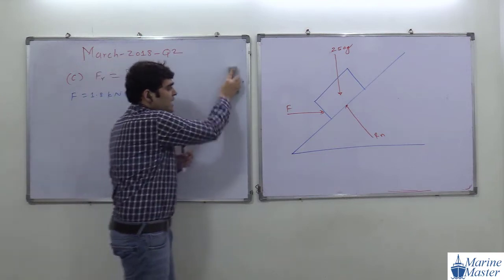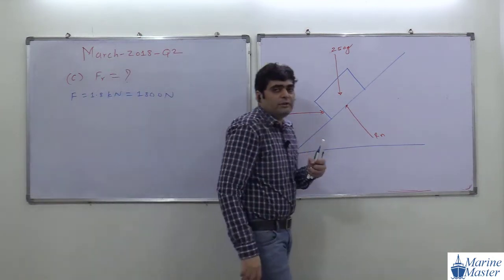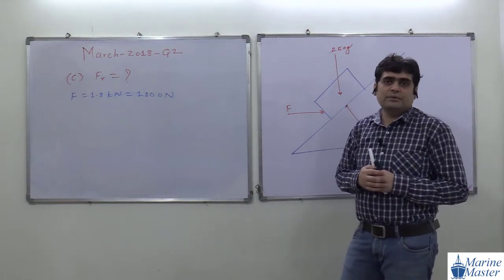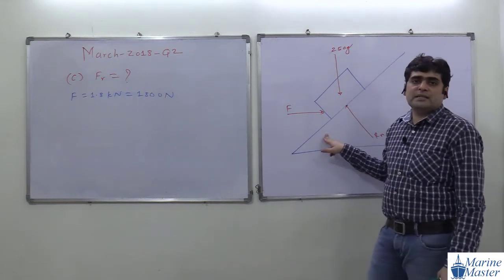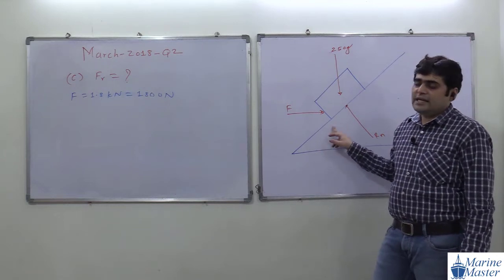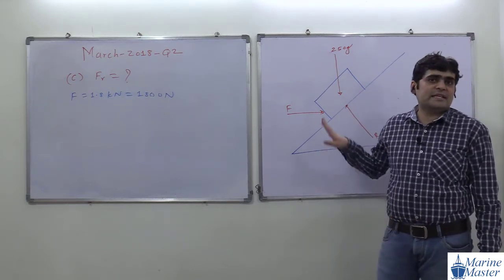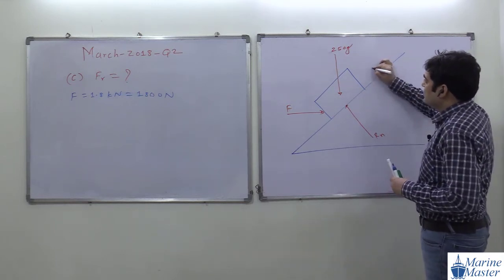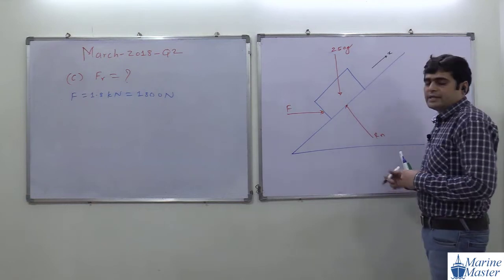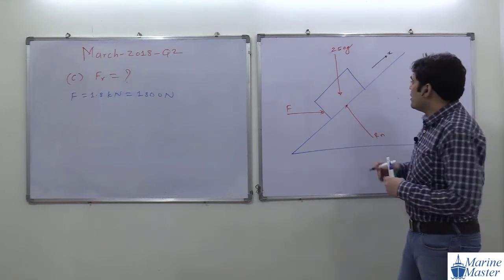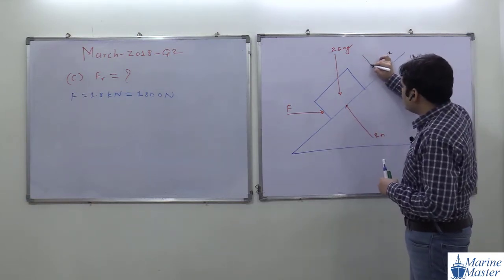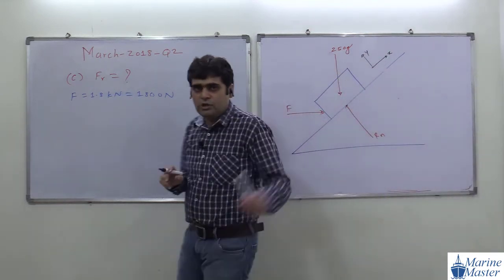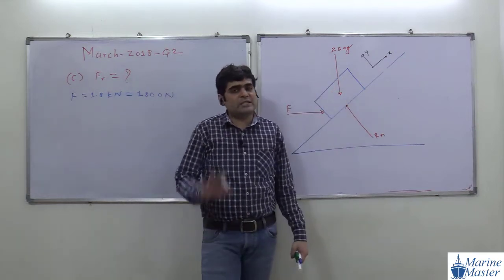In basic theory of the chapter, we deal with such questions by taking the summation of forces in the x direction. But here the plane is not horizontal, the plane is inclined. Whenever the plane is inclined, we have to take x and y directions. X is along the plane, and y is perpendicular to the plane. We studied this in one numerical.